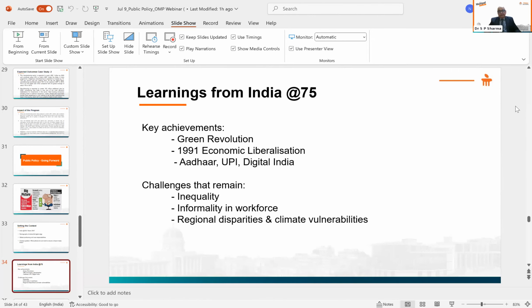Green, Garib, Yuva, and Nari and farmers. So all these four segments should become more and more resilient and supported by the policy environment.